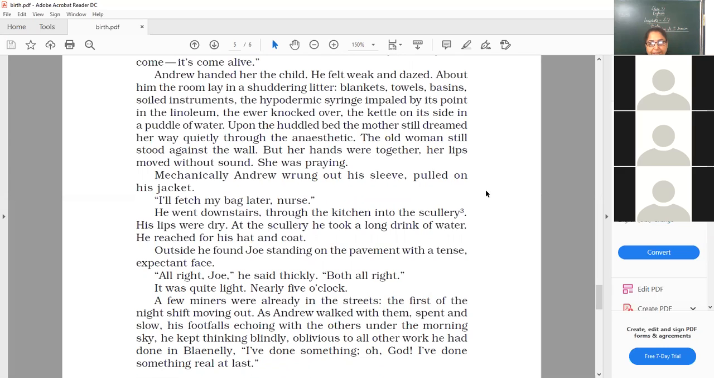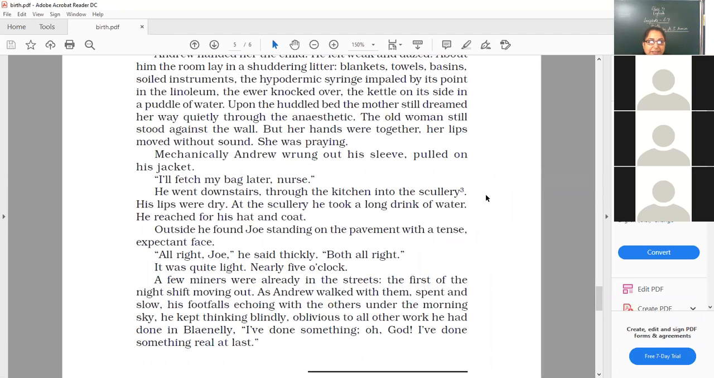A few miners were already in the streets, the first of the night shift moving out, as Andrew walked with them, spent and slow, his footfalls echoing with the others under the morning sky. He's relaxed. When he's moving, his steps are echoing with the other people's steps. He's relaxed, light. And he kept thinking blindly, oblivious to all other work he had done in Blenley, this particular town. He remembers now only this work, which is very fresh in his memory, but very fruitful, very life-giving, not only to the baby, but to him also. Very lively. And I have done something. God, I have done something real at last.